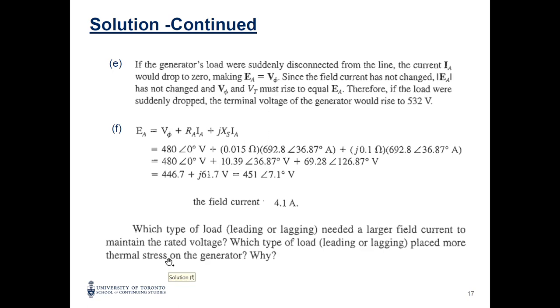Because if the current is higher, it means you have higher I squared R, so it's like thermal stress. Of course, this is the lagging power factor. And you know the reason: for the lagging power factor, you need reactive power. You need to increase your flux, your field, to support it.